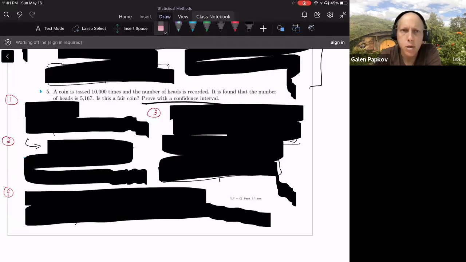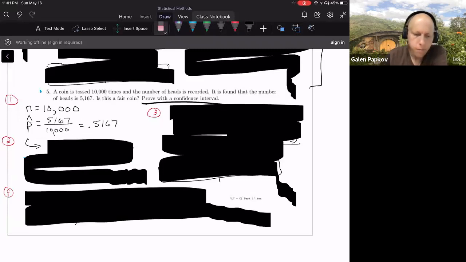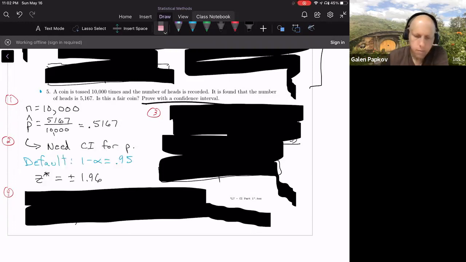You could get the proportion of heads that was observed in the 10,000 tosses. And so that's going to be 5,167 out of 10,000, which is 0.5167. So for this problem, we can get a confidence interval, but it's going to be for p, not mu, like the first 2 examples. Now that we have gotten all the information we can from this, in addition to the fact that 1 minus alpha is going to be 0.95, we're going to need our critical value, which you've seen before, 1.96.